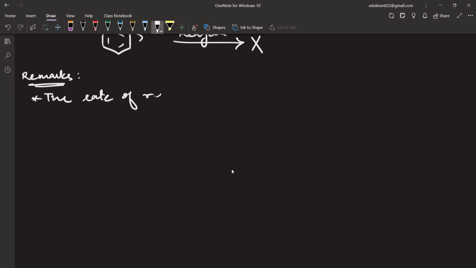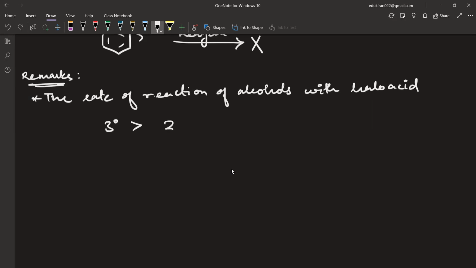The rate of reaction of alcohols with halo acids. With halo acids like HBr, HCl, HI, all of these, 3-degree alcohols will react the fastest, followed by 2-degree alcohols, followed by 1-degree alcohols, and then followed by methyl alcohol.